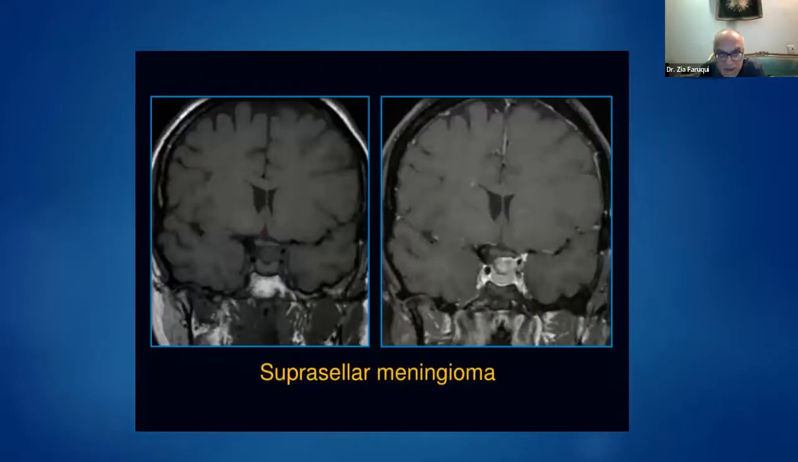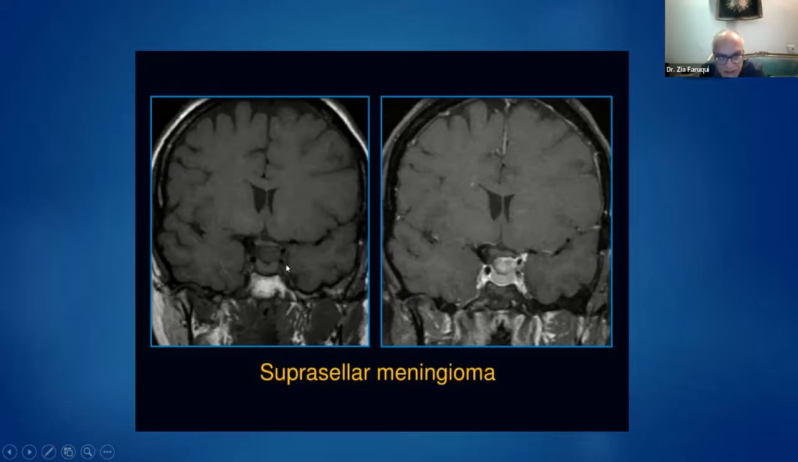This is a suprasellar meningioma. As we talked about, these are hard tumors. So unlike the macroadenomas, they will tend to compress the carotid artery. So you can see this is the normal caliber of the carotid artery on this side. On this side, the artery is squeezed and pinched by the extension of the tumor.